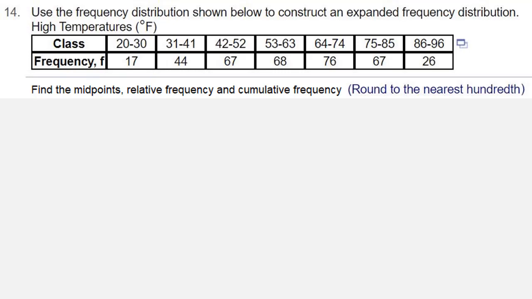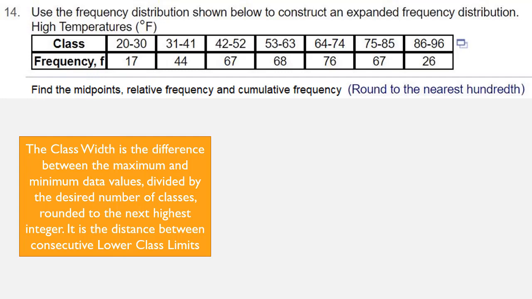So, in this process, finding the class width may be of help to us. The class width is the difference between the maximum and minimum data values divided by the desired number of classes, rounded to the next highest integer. It is the distance between consecutive lower class limits. So because that is true, we have our class limits here. The first two lower class limits are 20 and 31. So 31 minus 20 is 11, which makes the class width 11.